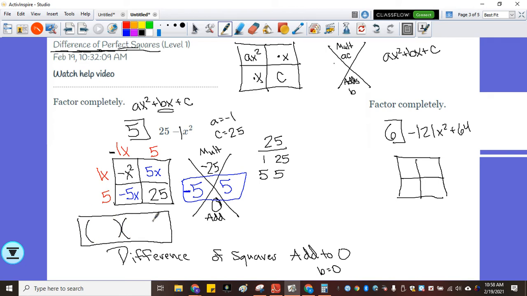And then when you factor, your answers are on the outside. 1x plus 5 and negative 1x plus 5.